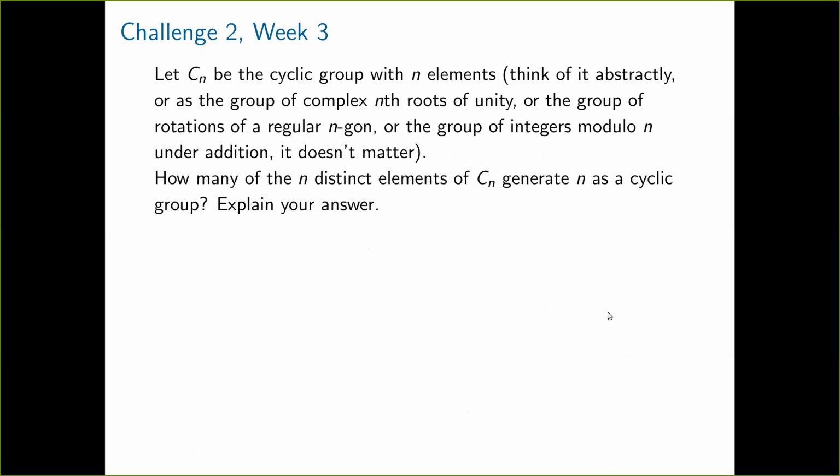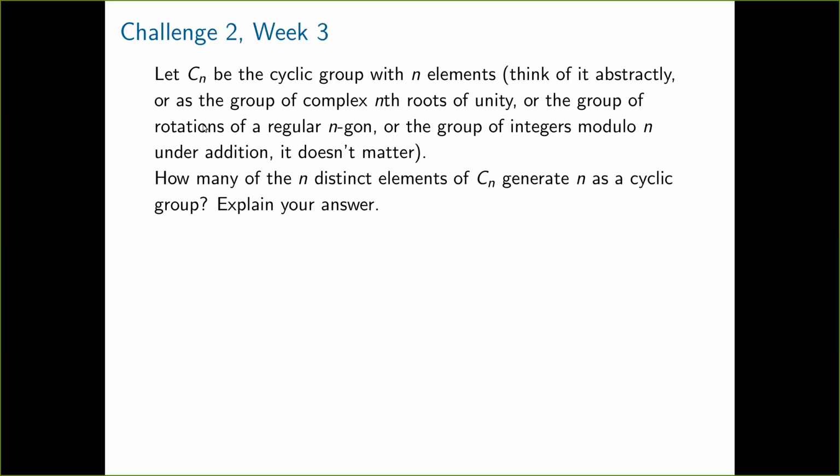Okay, here's our challenge for this one. This challenge is actually about cyclic groups. So if we let Cn be the cyclic group with n elements, you can think of that either abstractly, as we had the table there for C4, or you can think of it, for example, as the group of complex nth roots of unity under multiplication of complex numbers, or as the group of rotations of a regular n-gon, whatever you prefer, or if you want, the group of integers modulo n under addition. Those are all relatively concrete manifestations of the cyclic group with n elements.